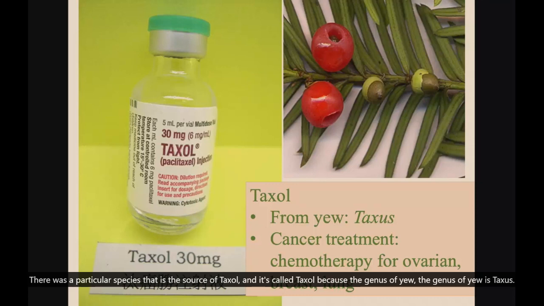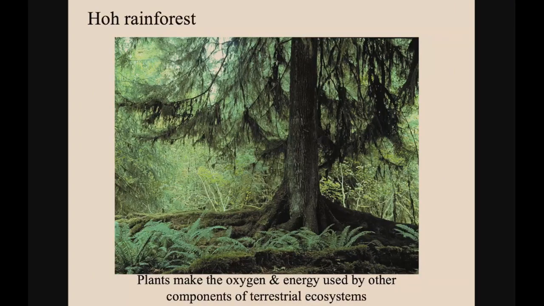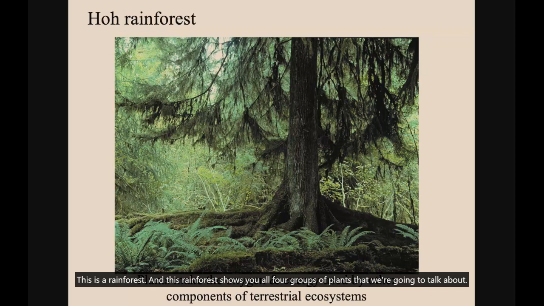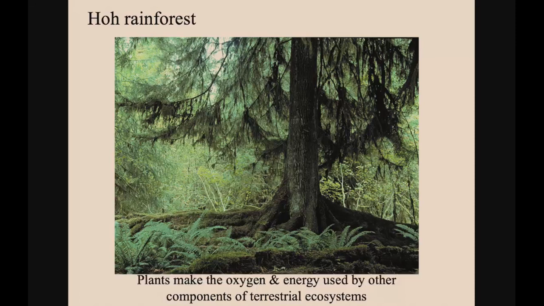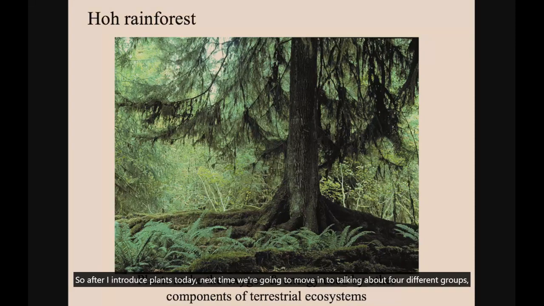And it's called Taxol because the genus of yews is Taxus. This is a rainforest, and this rainforest shows you all four groups of plants that we're going to talk about. So after I introduce plants today, next time we're going to move into talking about four different groups, and they're going to be the mosses, the ferns, the conifers, and the flowering plants. You can see a birch back here, that's a flowering plant.